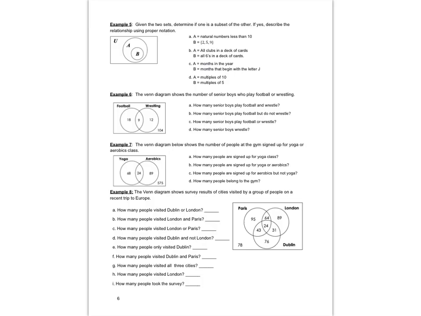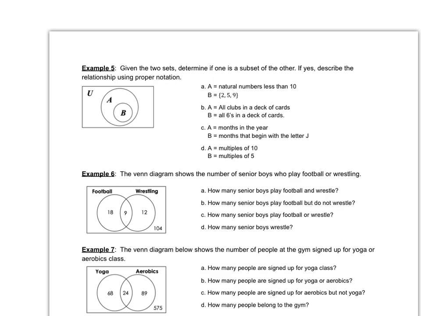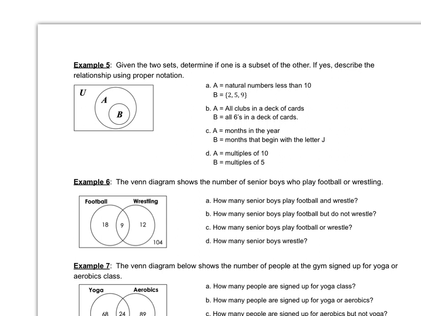So moving on to a couple more examples, we have here example number 5. Given the two sets, determine if one is a subset of the other, and if yes, describe the relationship. Okay, all natural numbers less than 10. So all the natural numbers less than 10 are going to be 1, 2, 3, 4, 5, 6, 7, 8, 9, 10. And 2, 5, and 9, of course, are part of that. So yeah, B is going to be a subset of A.